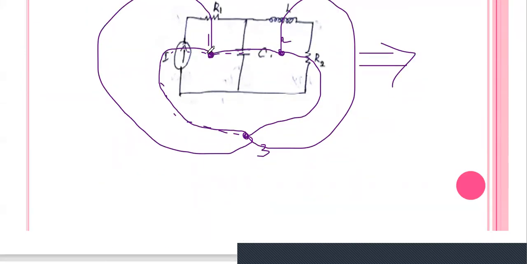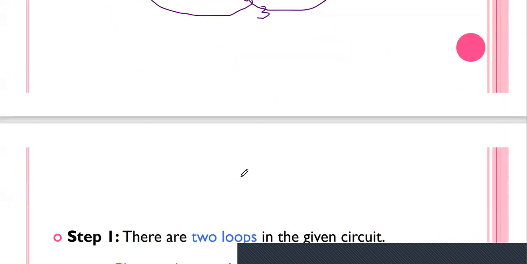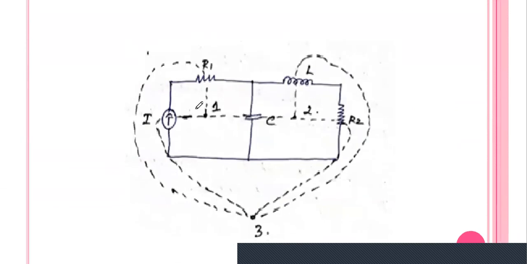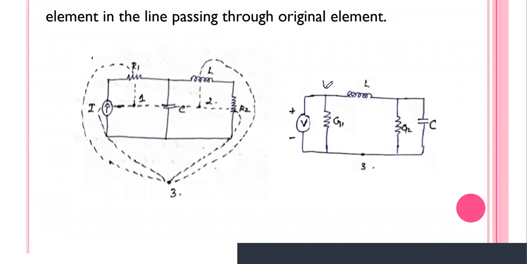So here you see, in between node 1 and node 3, which element is connected? Here, actually, a current source. So what is the dual element for a current source? Voltage source. Okay, so that's why in between node 1 and node 3, we have to connect a voltage source. So this is node 1, this is node 2, and this is node 3. As it is in our diagram itself, you just place the nodes.